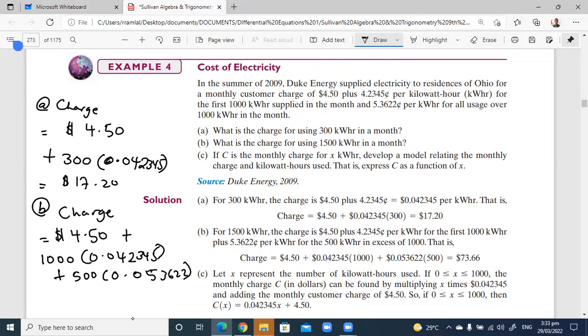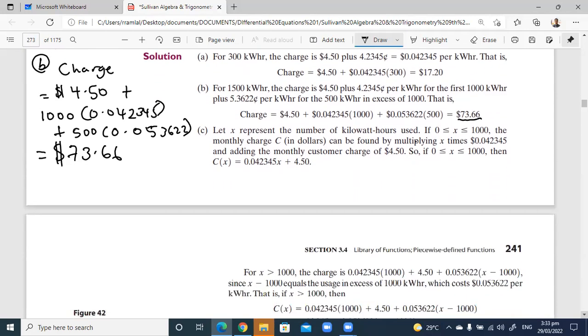So 500 kilowatt hours at the higher rate, which is 5 cents now, 0.053622. Right? And all you do here, guys, is take a calculator and work this out as well. All right? And you get what? 73.66. And that's your bill. There's a last part of the question now. And this part, for some reason, gives students problems. I can't see why.